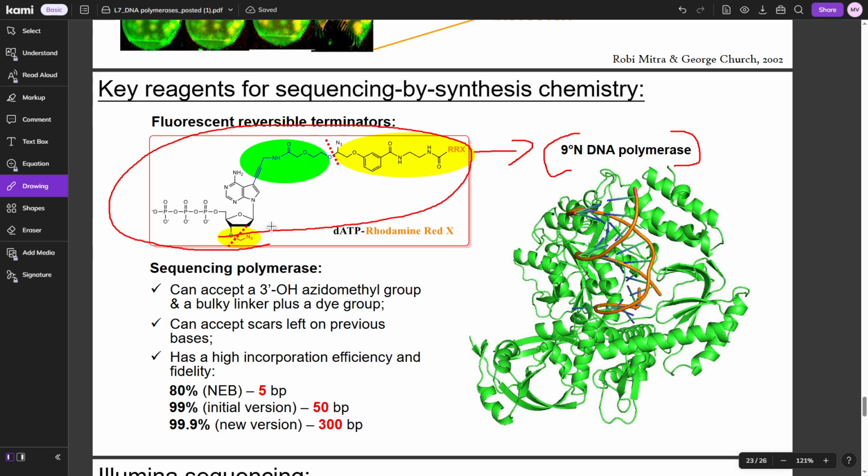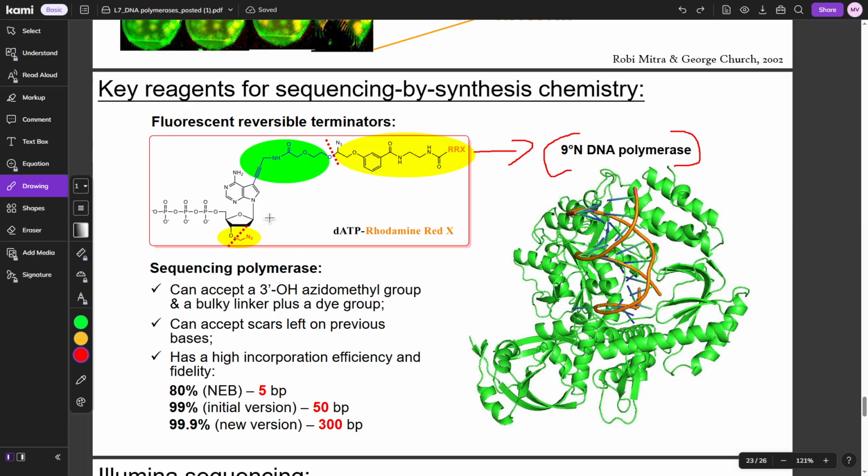Attach the next one. Glow. Take a picture. Come off. Right? You see what I'm saying? So you're going to attach the base. Attach the chain terminator. The thing will glow. You take a photo. Then you remove the chain terminator. And then you attach the next base.